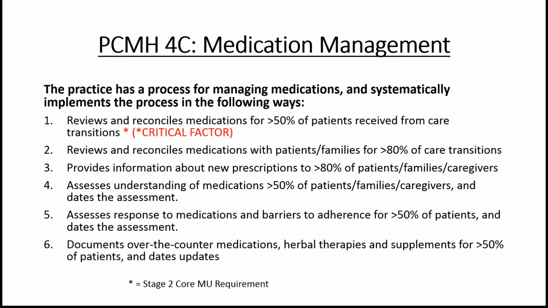Factor 5 assesses the response to medications and barriers to adherence for more than 50% of the patients. So looking at documentation again of discussing any problems or challenges with adhering to the medications, if they're not taking the medications, discussing why and any ways that they can be helped with that. So again, just documentation that that assessment occurred. Factor 6 documents over-the-counter medications, herbal therapies, and supplements for more than 50% of the patients.